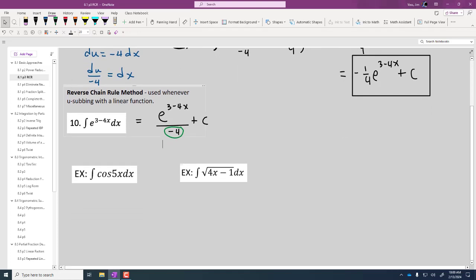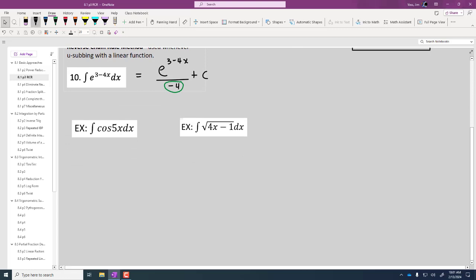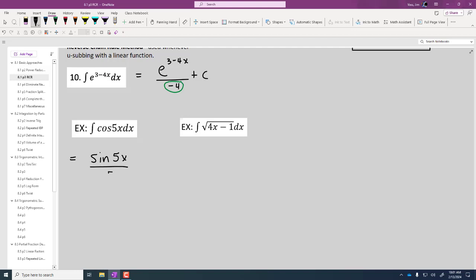So, similarly down here, the integral of cosine is sine. The angle doesn't change. And then we divide by 5. So that is our reverse chain rule.